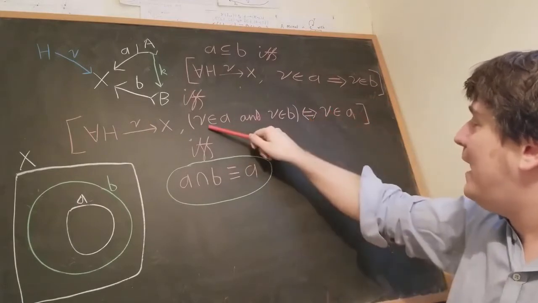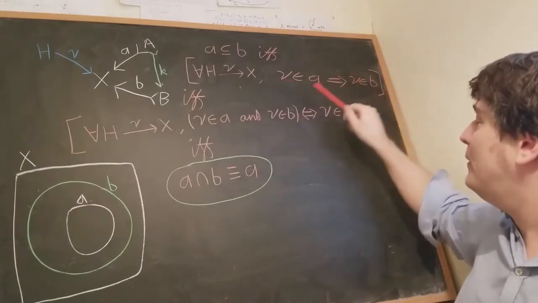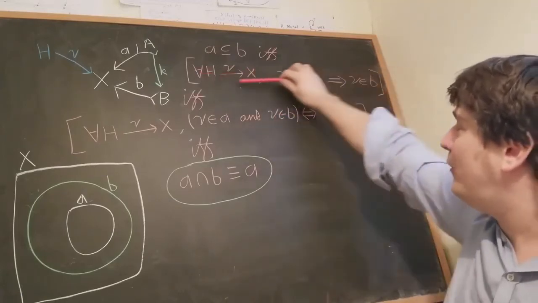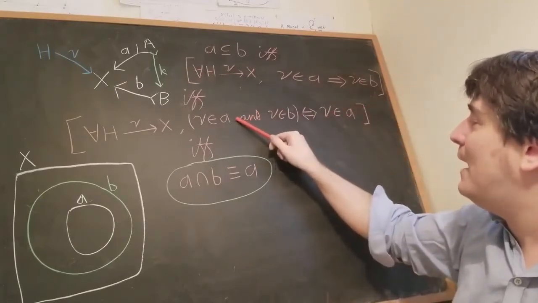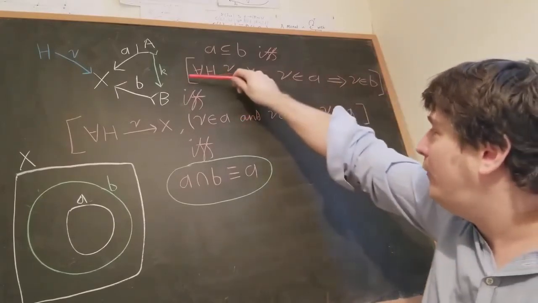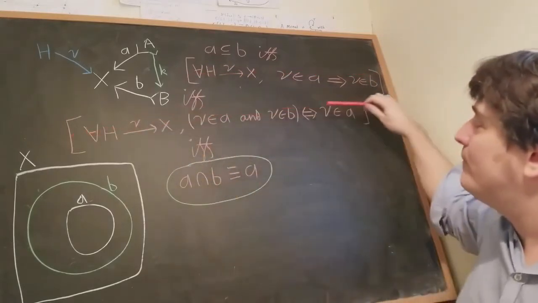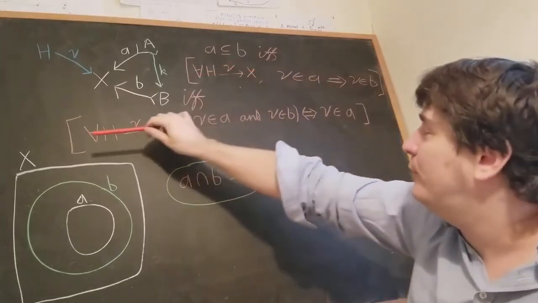So we have V is in A, but we're also supposing that V is in A implies V is in B. So we also have V is in B. So since we're assuming this statement at the top, we also have this statement on the right implies this statement on the left. So assuming this statement on the top, we can prove this statement down here. So we've shown that this top statement implies this bottom statement.